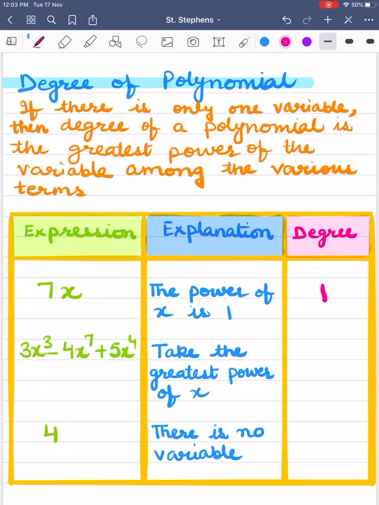In the polynomial 3x³ − 4x⁷ + 5x⁴, we have to take the greatest power of x, which is 7. So the degree of the polynomial is 7. Now here we have a constant term only and there is no variable. So the degree of the monomial is 0.